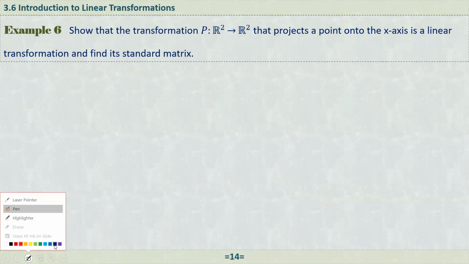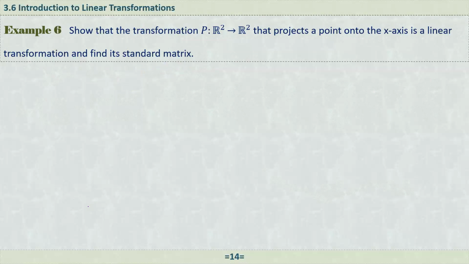See another example. Let's choose purple. Okay, show that the transformation from R2 to R2 that projects a point onto the x-axis is a linear transformation, and find its standard matrix. So we have to answer 2 questions here. First, we have to show that it is a linear transformation, and number 2, we need to find its standard matrix. Actually, to show that it's a linear transformation, we can do it in 2 different ways.